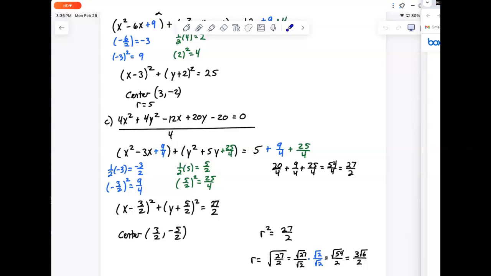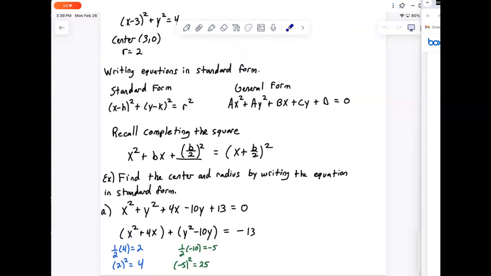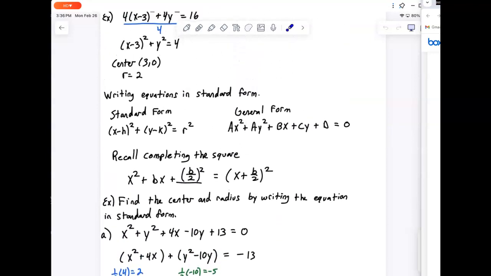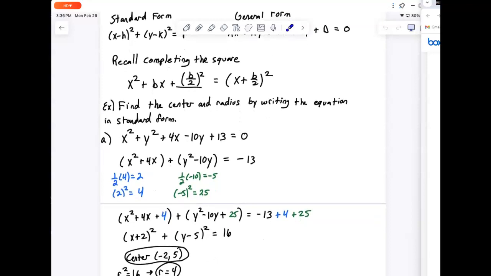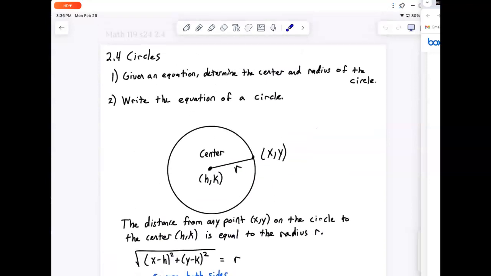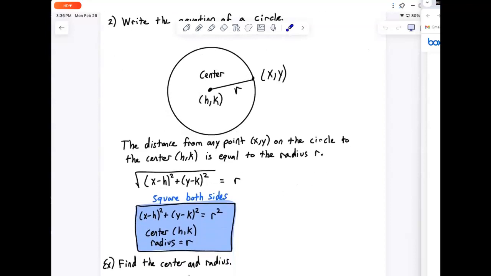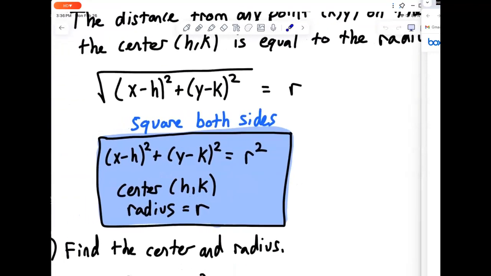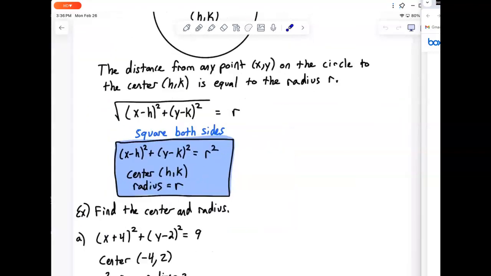All right, so last time we talked about using the equation of the circle to find the center and the radius. We first went through the process of deriving the general formula for a circle, and that's our formula here: x minus h squared plus y minus k squared equals r squared, and then using that to find the center and the radius.